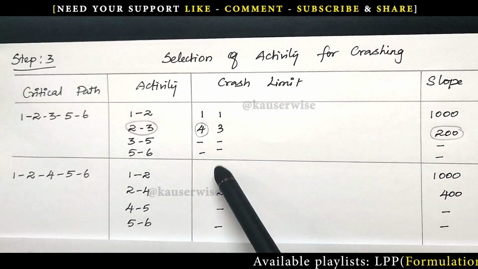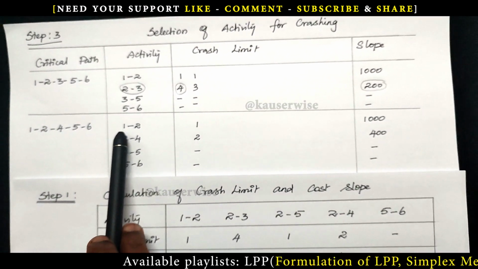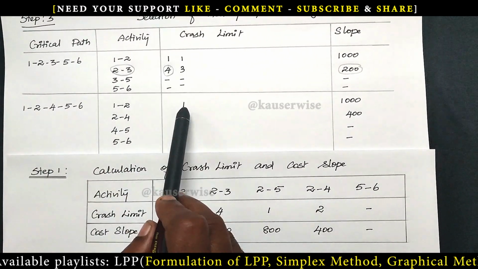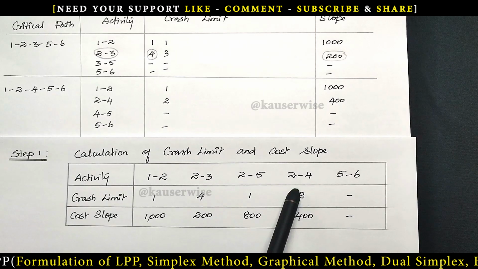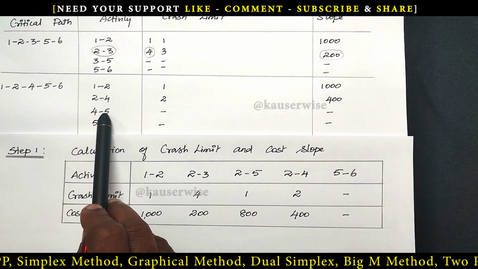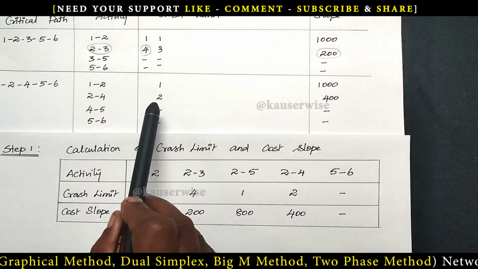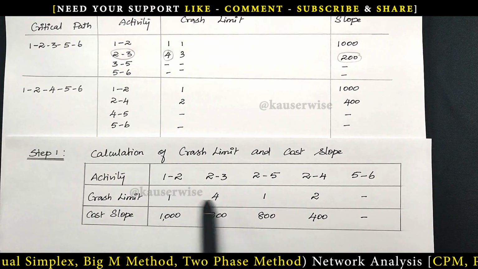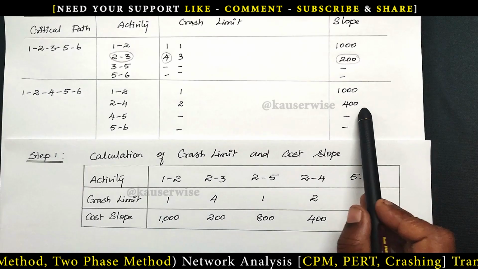To record the crash limit and slope, just refer to the first table. For activity 1, 2, the crash limit is 1. For 2, 4, the crash limit is 2 days. For 4, 5, it is not there, that is the dummy activity, so just put a dash. Then for 5, 6, the crash limit is nil, so just put a dash.